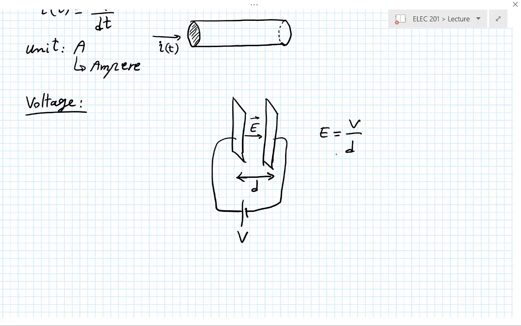And so here you see that there is a close relationship between voltage and electric field. As far as we are concerned in circuits, we really work with voltage rather than electric field, because that's something that's a lot more easily measured in circuits. The electric field would have a very complex distribution.